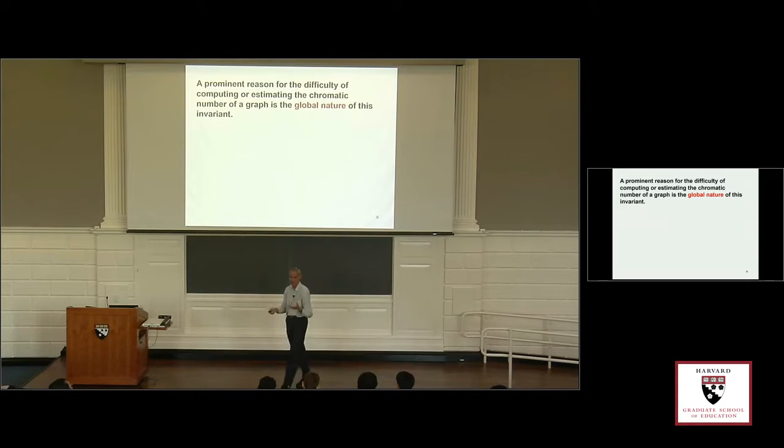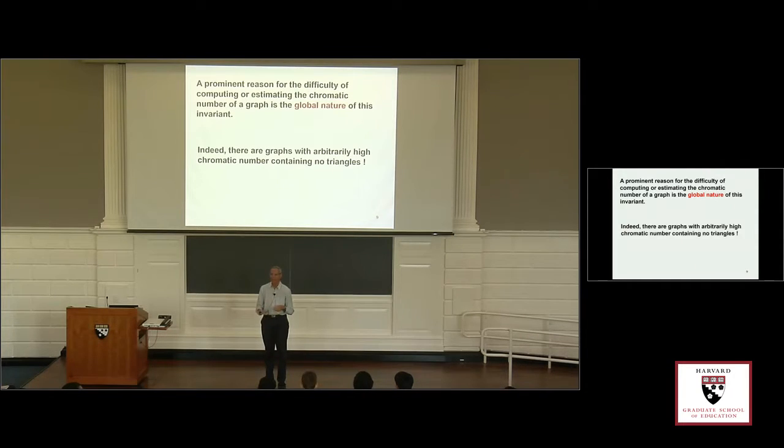And this means that chromatic number is global. We have to look at the whole graph to know something about the chromatic number, or even to approximate it. And this is something that makes it difficult. And indeed, what I wrote here is that there are graphs of arbitrarily high chromatic number containing no triangles. This is not a difficult result, but before you see it, maybe it's not the first thing we would think about.